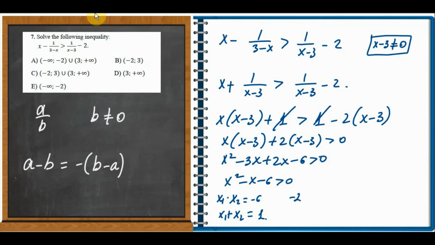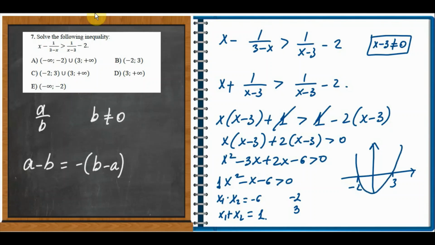Negative 2 and 3. When you add them up, it's 1. When we multiply, it's negative 6. So after knowing the roots, we must show the parabola. Here is negative 2 and 3. As you know, the parabola opens upward because the a coefficient is positive.